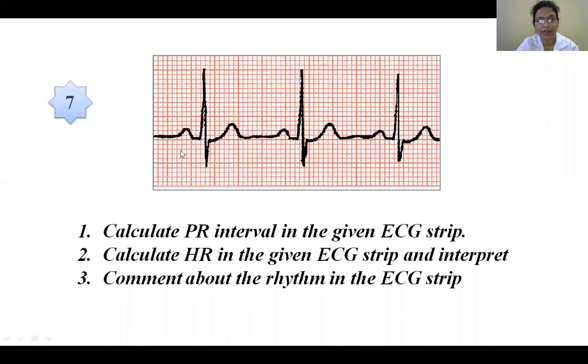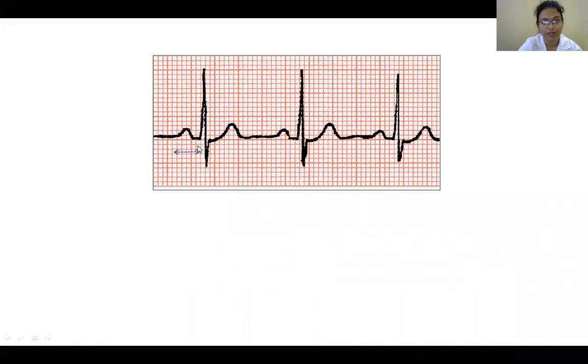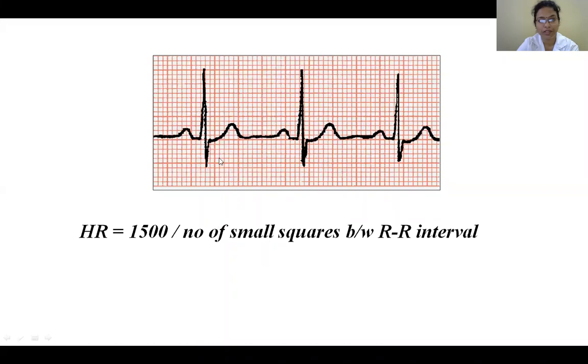Now again here, calculate the PR interval. If you see here, from this point to this point, this is 1, 2, 3 from here, see, 1, 2, 3, 4, 5. So 5 into 0.04 is equal to 0.2 seconds. So this PR interval is in the normal range.